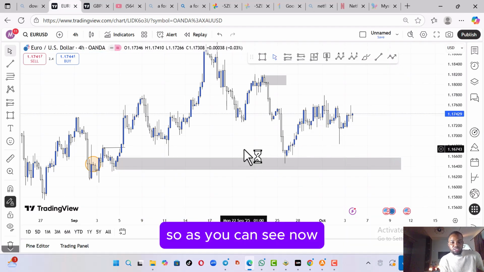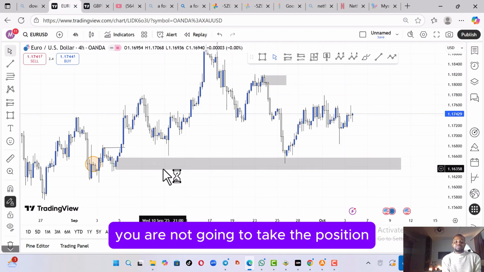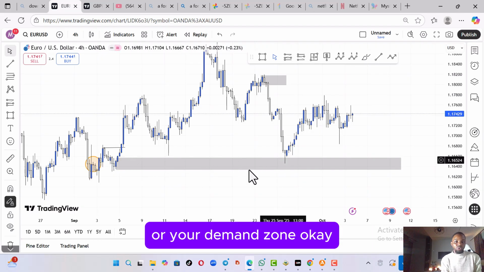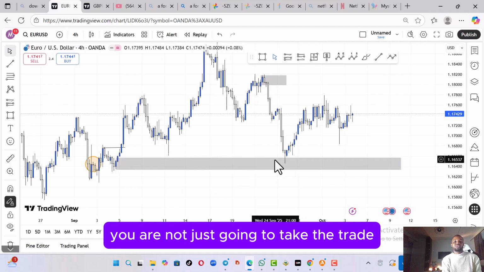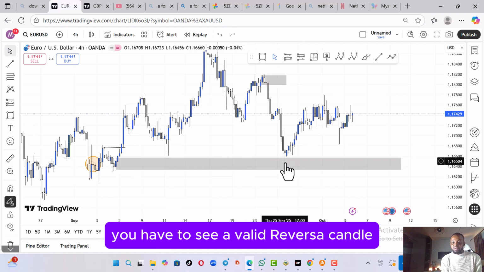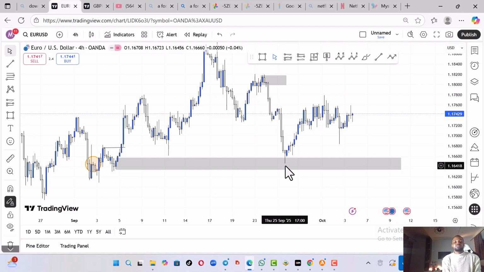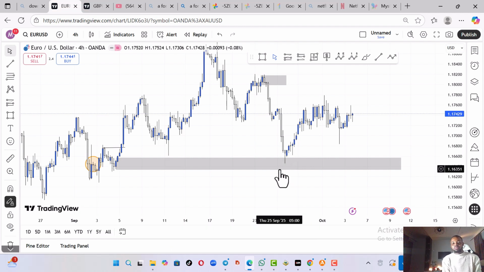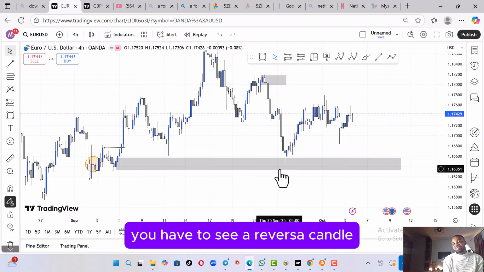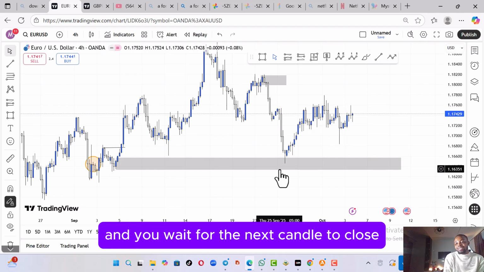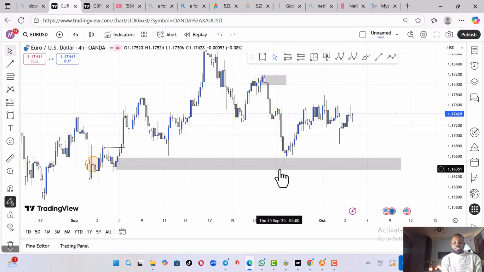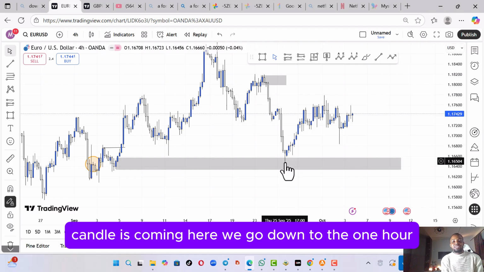So as you can see, now you are not going to take the position just because this has gotten to your point of interest or your demand zone. You are not just going to take the trade because it got here. You have to see a valid reversal candle. You understand? And this is a reversal candle, this hammer candle. Like what did I tell you? You have to see a reversal candle and you wait for the next candle to close above it before you take your trade.